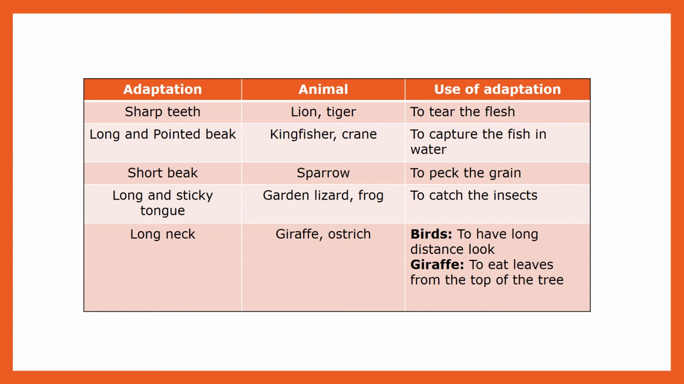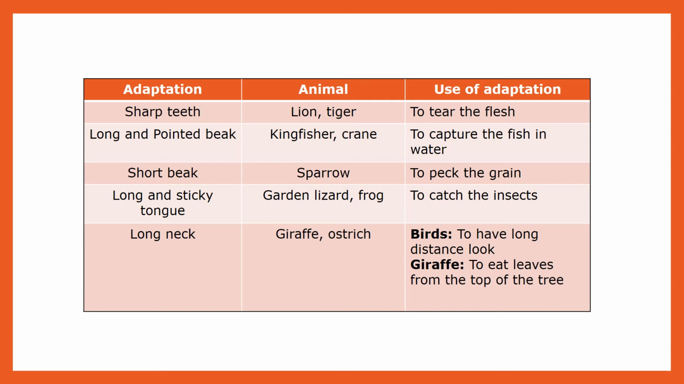Then long and pointed beak. The animals are kingfisher and crane. So the animals kingfisher and crane have a long and pointed beak. Now what is the use of this adaptation? To capture the fish in water. To capture the fish in the water, these animals use the long and pointed beak.